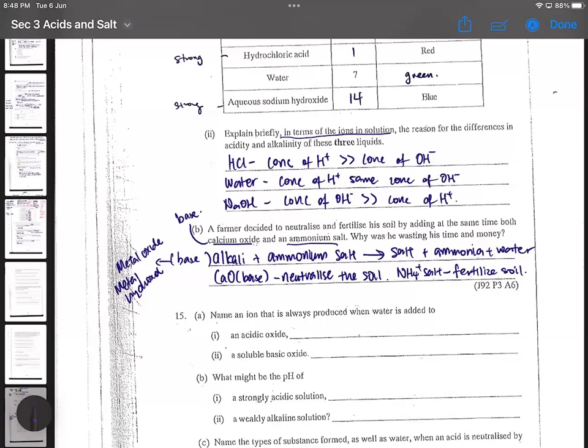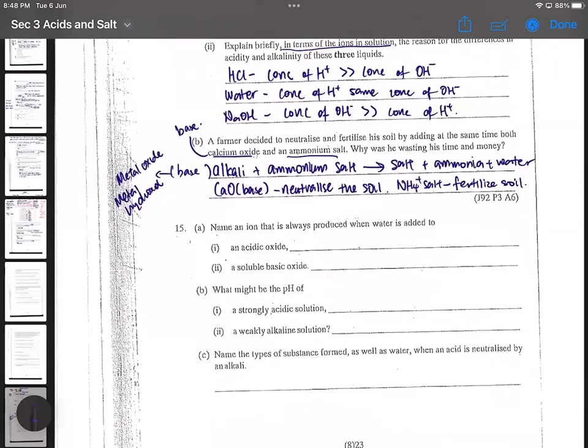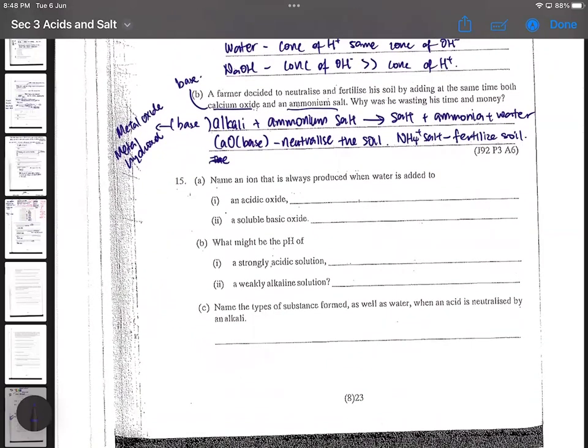So if the farmer wants to neutralize the soil and fertilize the soil, he should do it separately. These two reactants shouldn't be placed together at the same time. So let's explain why putting them at the same time, he's wasting his time and money. Okay, this is my answer, and this is the standard answer. A bit squeezy, let me put it here, 14B.